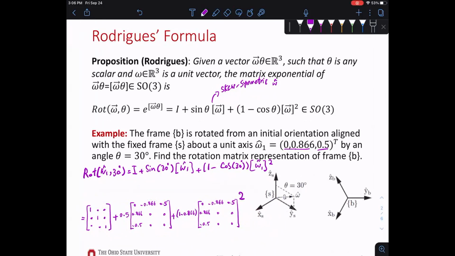The power of 2, don't forget that. Now you will get your final matrix, 3 by 3. I posted the solution in the annotated version, I'm not going to write it, but there will be 9 elements. So this is the matrix representation of that rotation along a random axis.